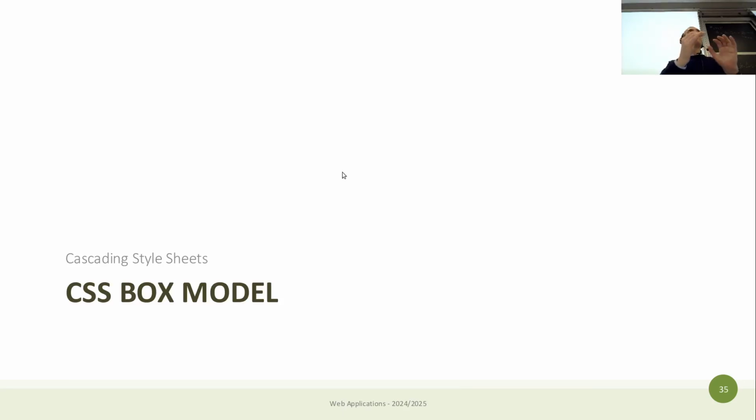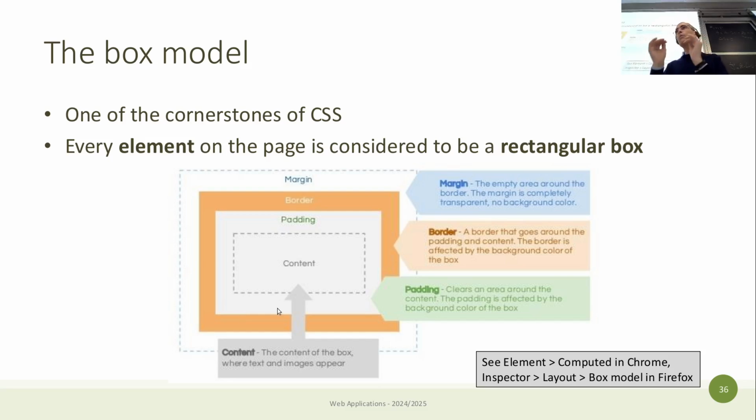Okay, so there are rules. We know how to write rules. We know how to import rules in our HTML document. We saw a number of properties that basically affect the appearance of the single elements. And now we are going to see the rules that are going to decide where to put elements into the page. So the layout. Okay, and before talking about layout, we need to talk about how the CSS models each element. Okay, the so-called box model.